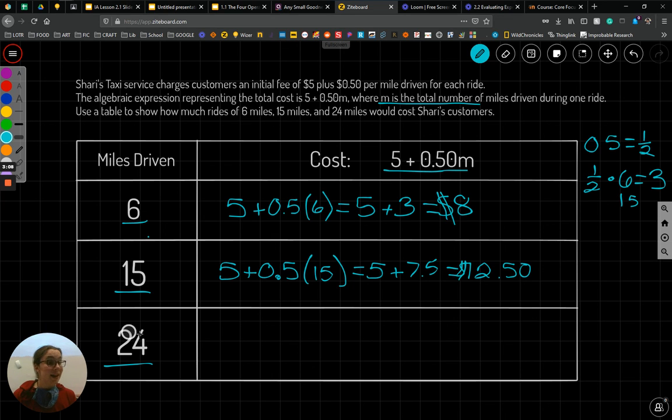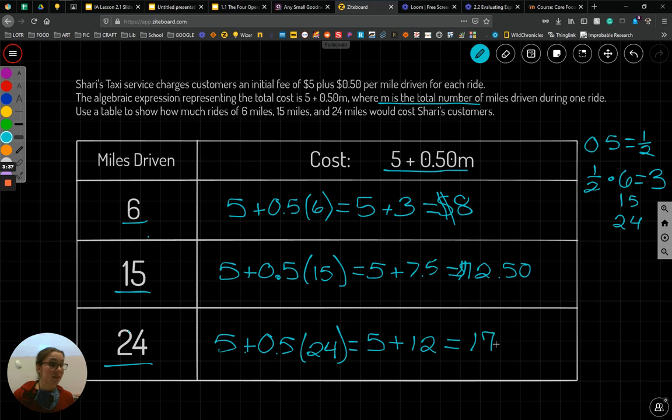$12.50. And last but not least, certainly it's not going to be least because it's the biggest number, 5 plus 0.5 times 24 equals, well, 5 stays the same, it's plus, we're doing multiplication first, 24 times 1/2, or 0.5, half of 24 is 12. So my answer is going to be $17.